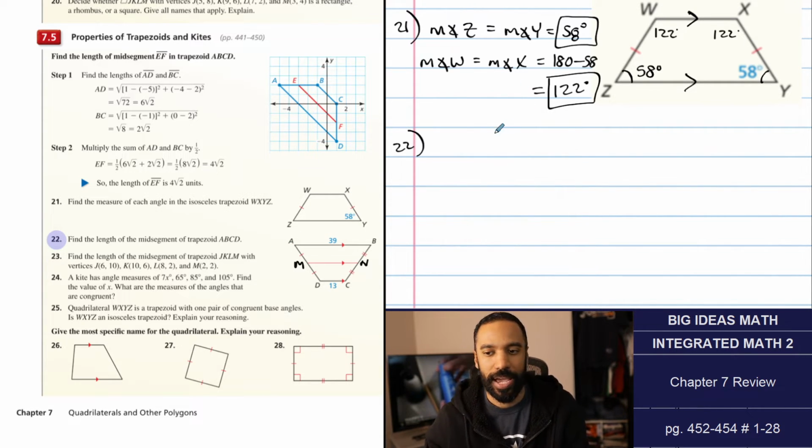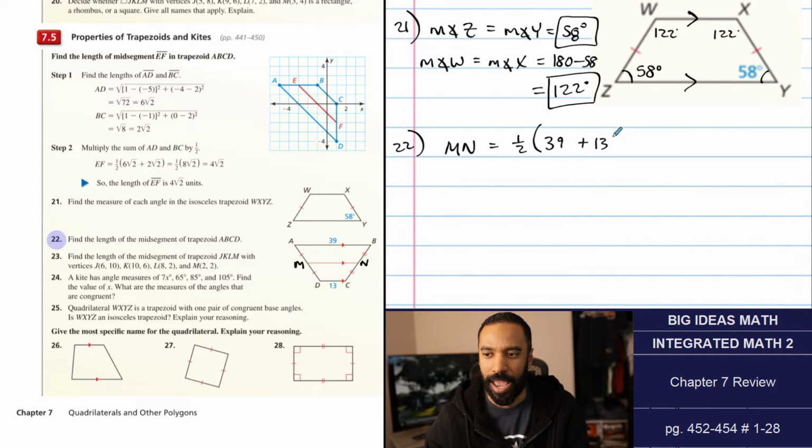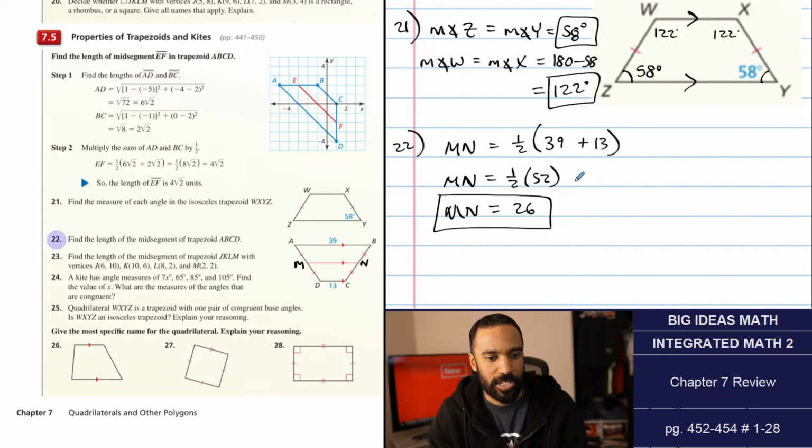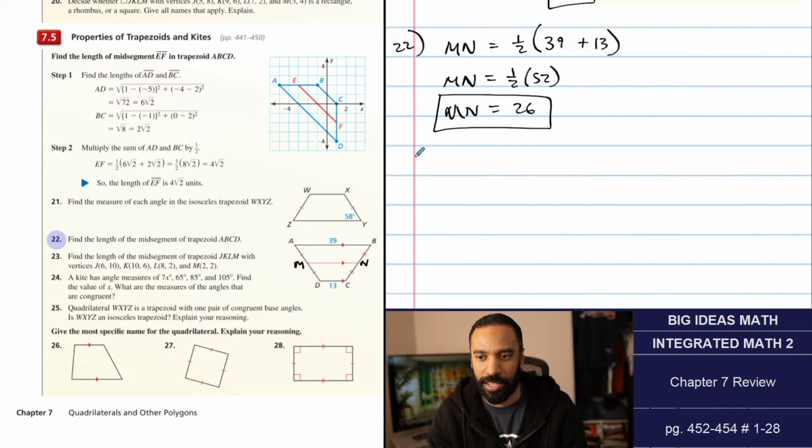So number 22, we've got to average the lengths of AB and CD, just like you saw in the graph one before. We're going to average 39 and 13, add them and divide by 2, or take half of them. That's half of 52, which is 26. Not degrees, this is a length. That is the length of the midsegment of trapezoid ABCD from what we see mentioned there, given that that is the midsegment.